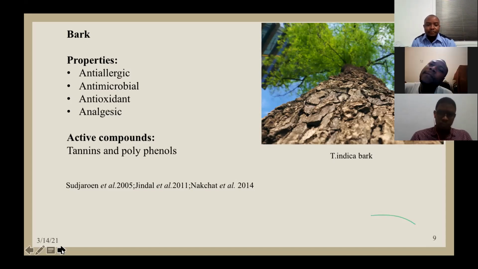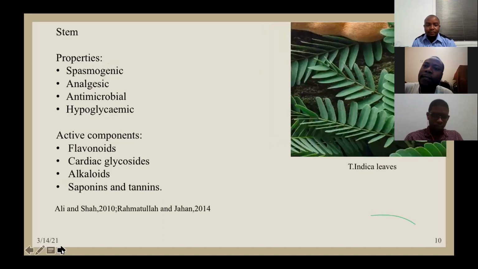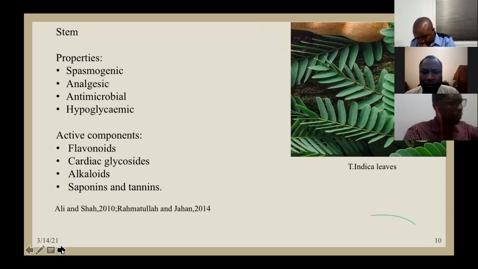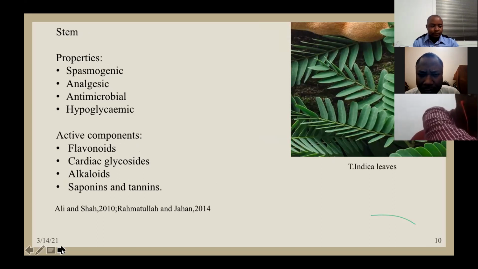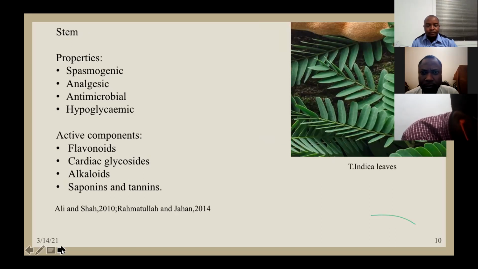The stem bark is also found to have spasmogenic, analgesic, hypoglycemic, as well as antimicrobial activities. The active components found in the stem bark include flavonoids, alkaloids, cardiac glycosides, saponins, and tannins. The reference is also shown below.